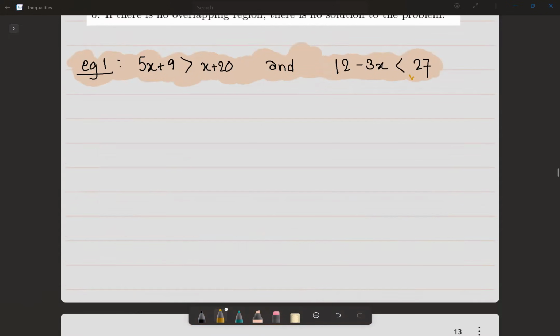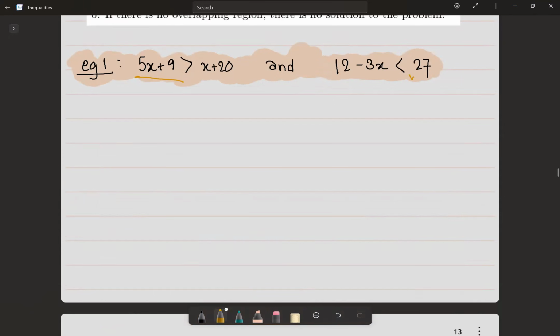In this example, we are asked to find the set of values of x for which both of these inequalities are true. So how are we going to solve it? We are going to first solve both of these individually. We will take this one and solve it.